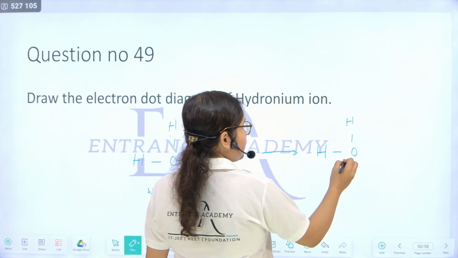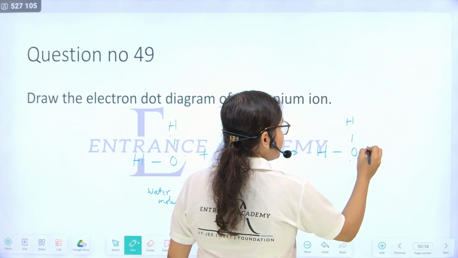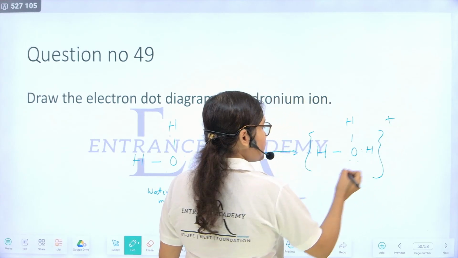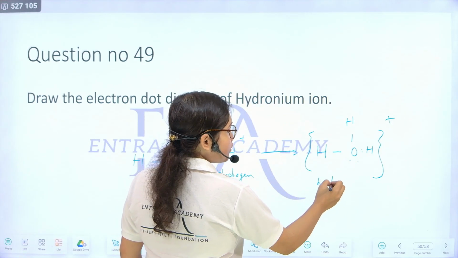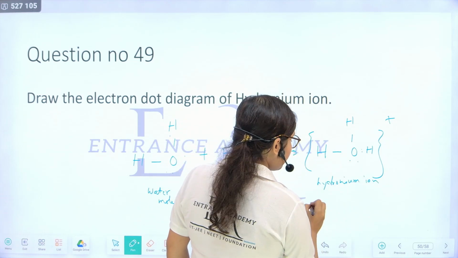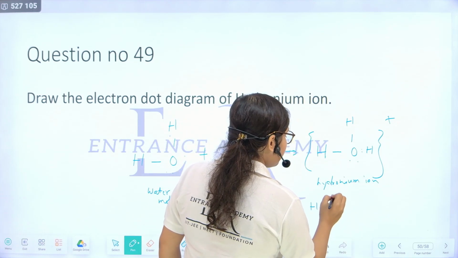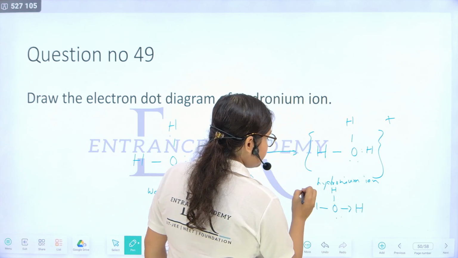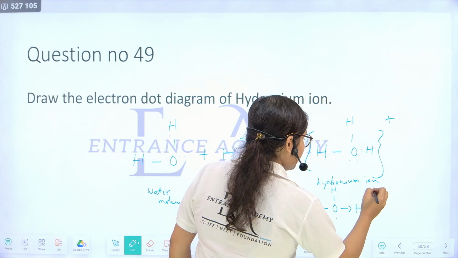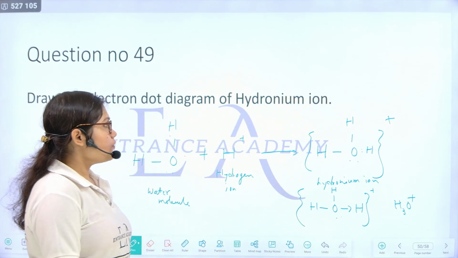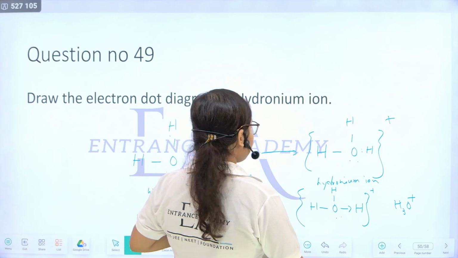One lone pair. Another one is hydrogen. This is hydronium ion. The structure of hydronium ion is like this. This is H3O+. This is the structure of hydronium ion, electron dot diagram.